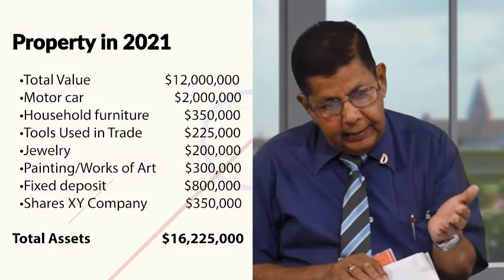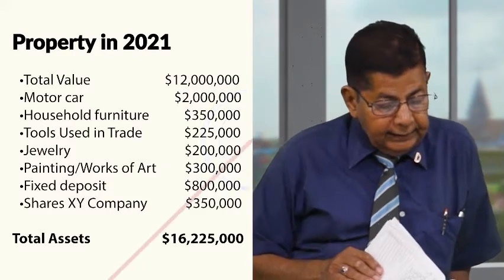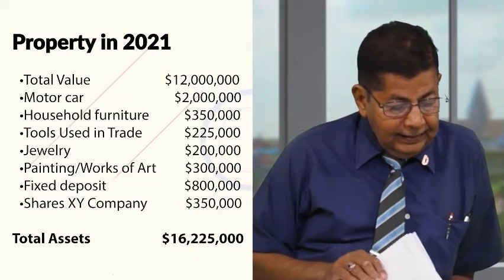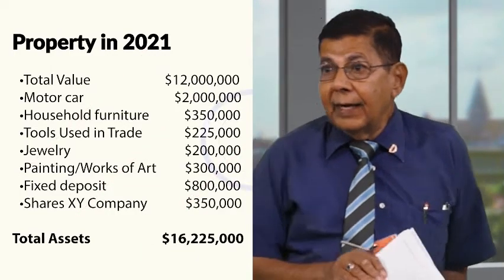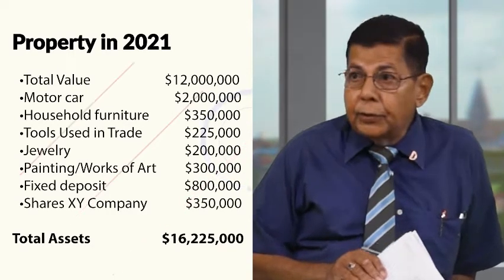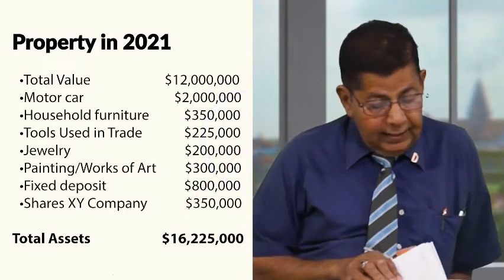We have a property valued at X dollars, let's say $12 million. That's part of it. You may have some improvements. You may build a fence or put in an additional room. That's a capital expenditure. If the fence is a repair job, it's a revenue expenditure. But if it's a new fence, it's a capital expenditure. Okay? You have a motor car, that's an asset. Household furniture, it's an asset that has to be listed in the computation. Tools used in your trade. If you're a tradesman, you will have tools, that's a welding plant, etc. All that is an asset.